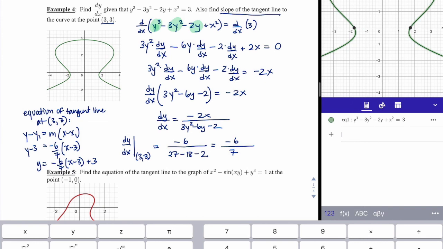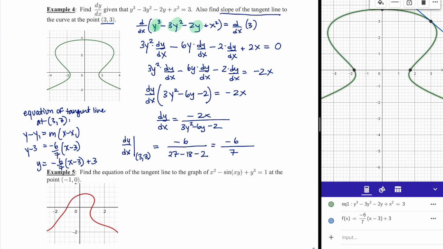And then we wanted the equation of the tangent line, which was y equals, I can type it as y equals, I'm just going to type it as negative 6/7, since this actually is a function, times x minus 3 plus 3. And it looks like that is perfect, right? It looks like the point 3, 3 is there, and the slope looks just like we would want it to look. So everything looks fine.